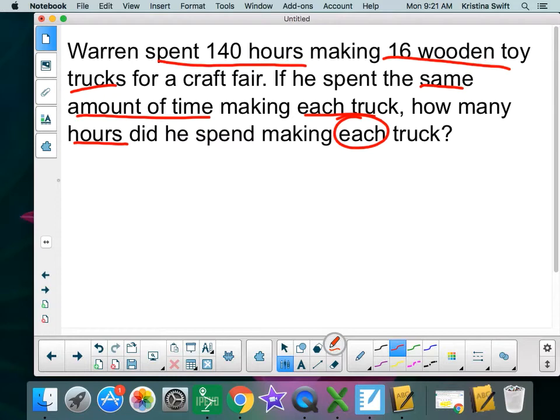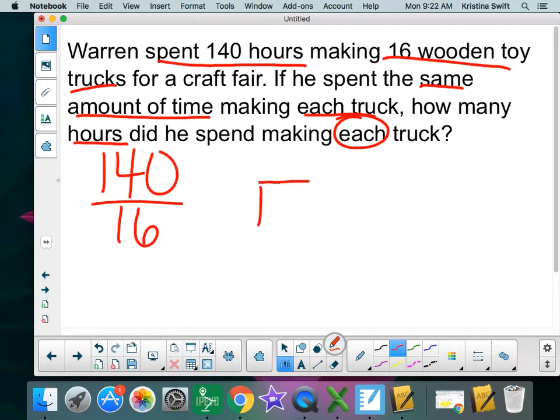Well, I know in total he spent 140 hours making those 16 toy trucks. So I'm going to divide that 140 hours into 16 so I can figure out how long he took for each one. So for just one. So if I think about what's being shared here, there's 140 hours that I'm sharing between 16 toys. So as a division problem, I have 140 hours divided by 16.